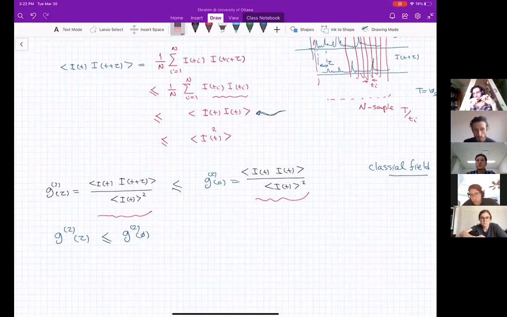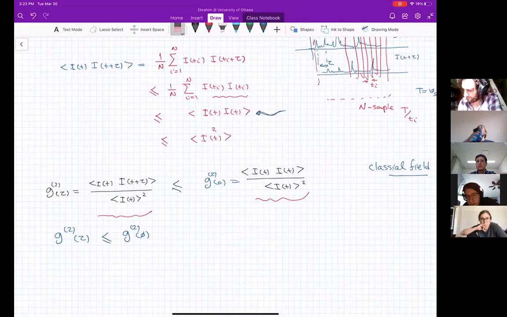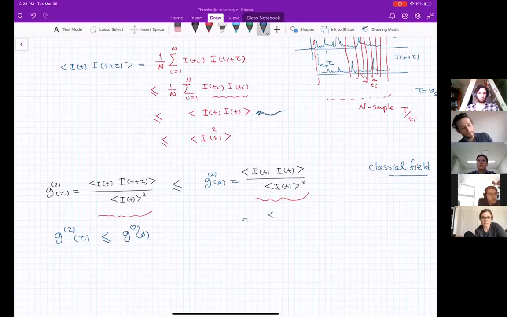Okay, let me surprise you with something else. I think I have written some explicit expression which might be interesting. Do you have questions, guys, or is it clear? No questions? Okay, good. So this expression was the average of I squared divided by the average of I, squared. Agreed?